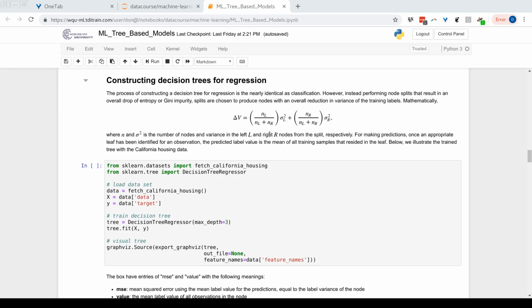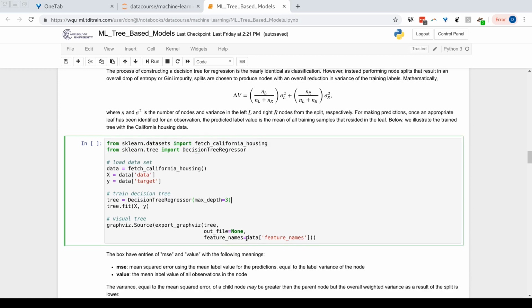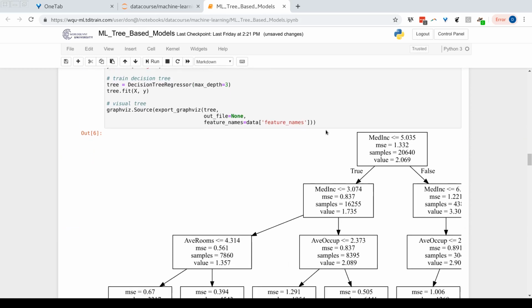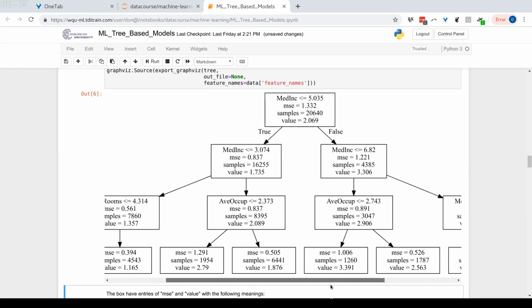Let's examine using a decision tree model for regression. So we're going to import the decision tree regressor model. We'll import the famous California housing data set. Let's go ahead and get that data set. Let's go ahead and construct our tree with a max depth of 3. In this case, pass X and Y. Let's go ahead and visualize our tree to understand how it works, how it looks. And this is the resulting tree structure.